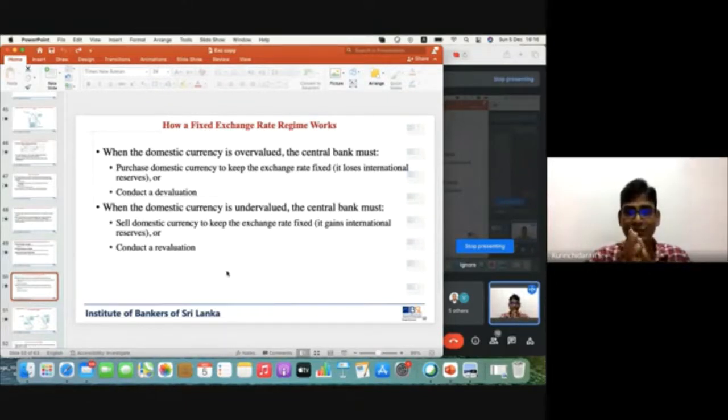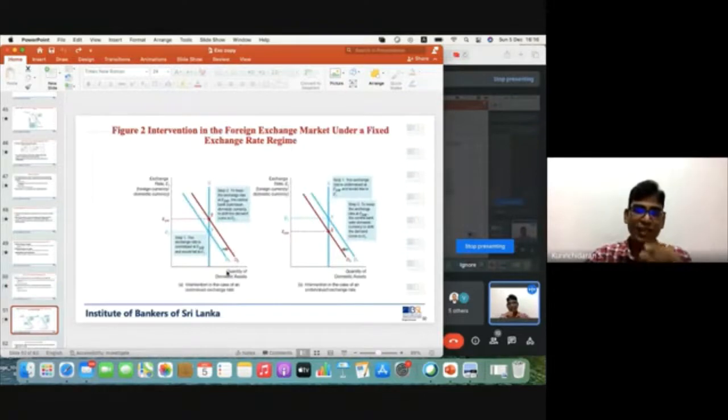So you have to buy or sell in the market. It's based on whether you have an undervalued or an overvalued currency. So you have to buy or sell the dollars, intervening in the market, right? So you have to always maintain that fixed rate. It's explained in this graph.